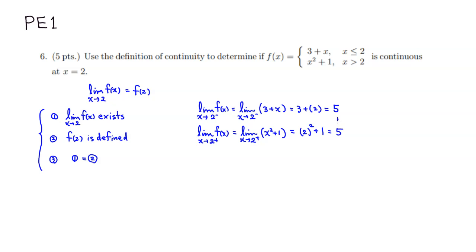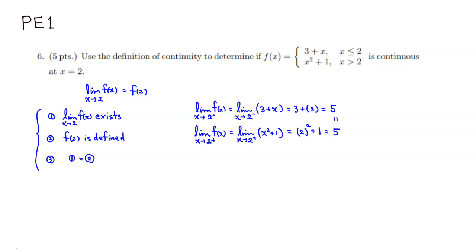Since the left-hand limit is equal to the right-hand limit, we know that the limit exists. And we also know that this is equal to 5, so I'll just write that in here.